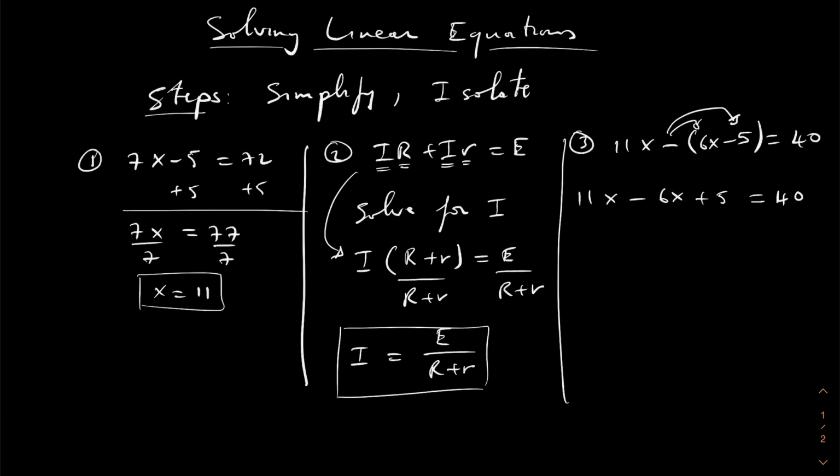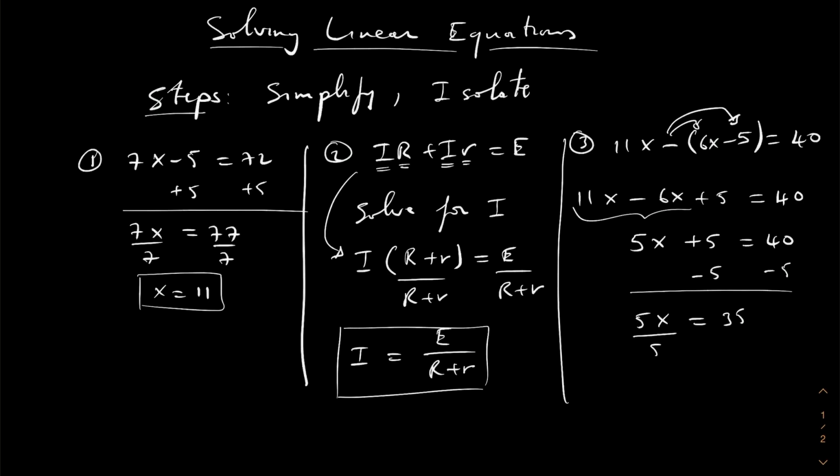Next thing we do is combine like terms. So we have 11x here and 6x here. If you subtract them, you're going to get 5x plus 5 equals 40. That's done for step 1. Step 2 is to isolate the variable x. We're going to start by subtracting 5 on both sides of the equation, and so that will give us 5x equals 35. Then finally, divide both sides by 5, and that will give us x equals 7. And that will be done.